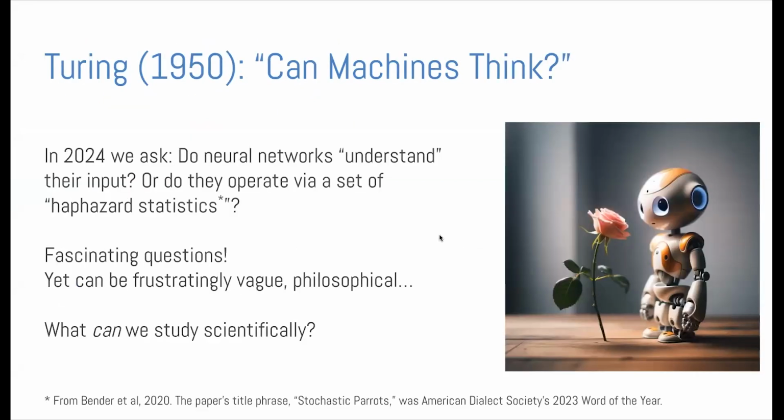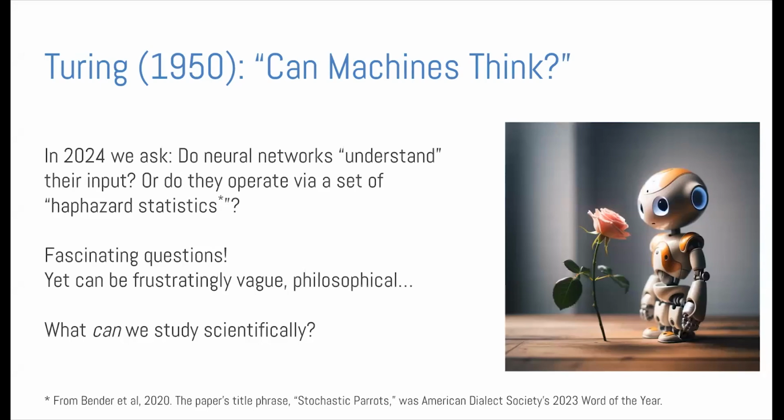So back in 1950, Alan Turing asked this famous question: can machines think? Today, we're asking slightly different questions, but in many ways, it's getting at something similar. People are wondering, do neural nets understand their input? In some sense, I'm putting quotes around "understand", or do they operate via a set of haphazard statistics? These are incredibly interesting questions, I think, but they can also be very frustratingly vague.